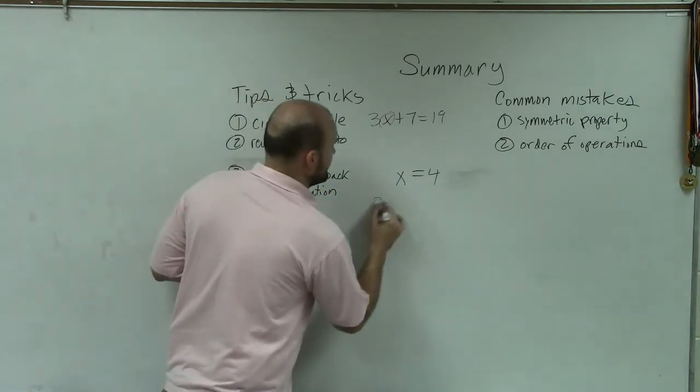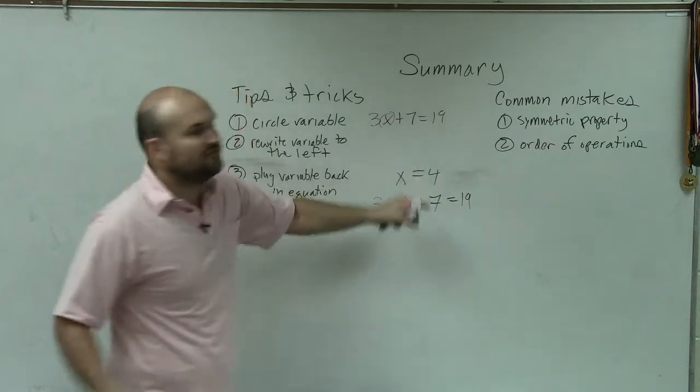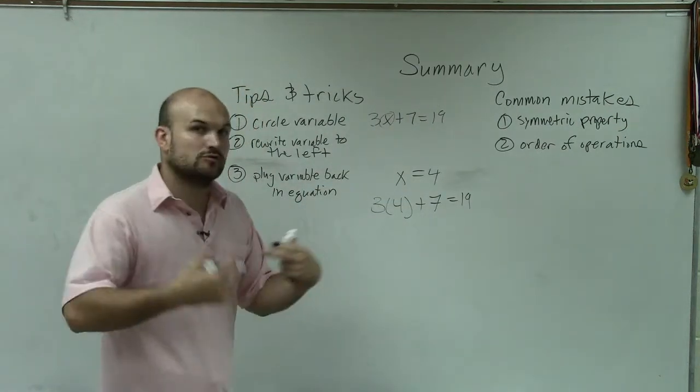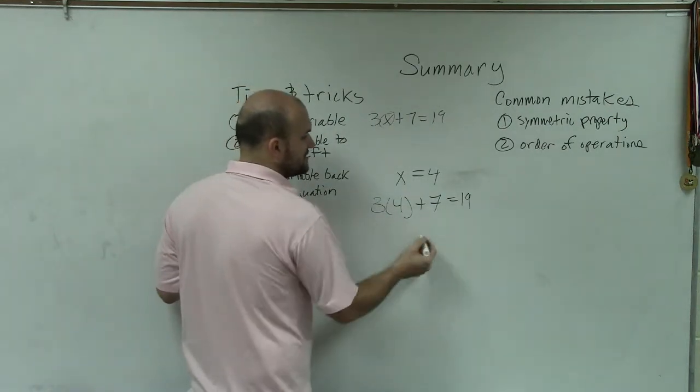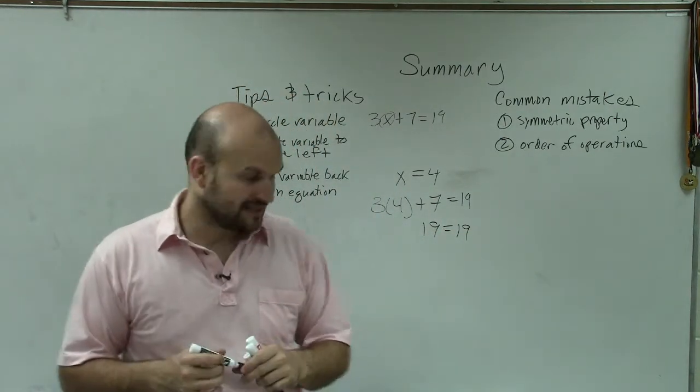So therefore, I say 3 times 4 plus 7 equals 19. When I put 4 in for x, does that make the left side equal to the right side? Well, 3 times 4 is 12. 12 plus 7 is 19, equals 19. Ding, ding, ding. There you go.